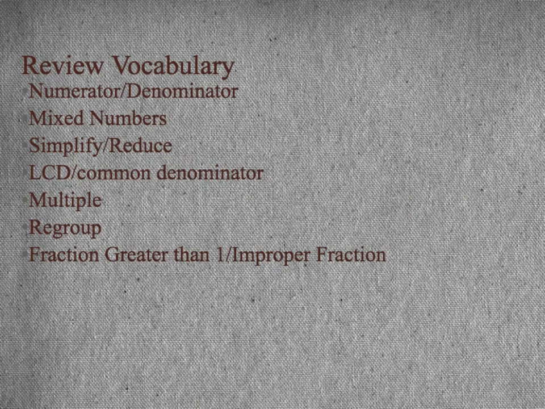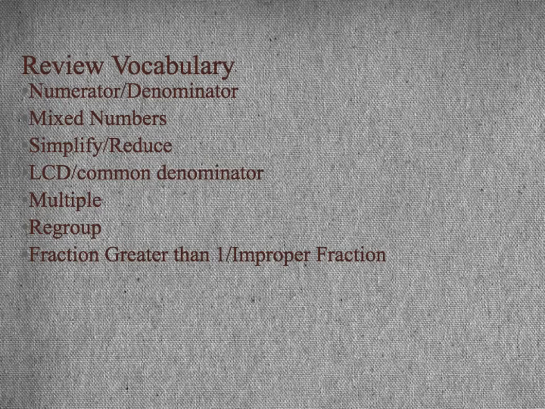So to start out, let's review our vocabulary. Numerators and denominators are the top and bottom portions of a fraction. A mixed number is a whole number and a fraction. Simplify and reduce means that we're getting the lowest form of the fraction possible. Lowest common denominator is the denominator that two fractions have in common. It's the lowest one. A multiple is a number that you can multiply into another number without any remainders.